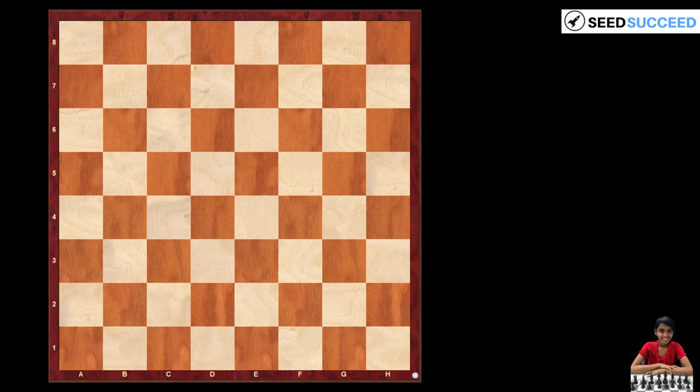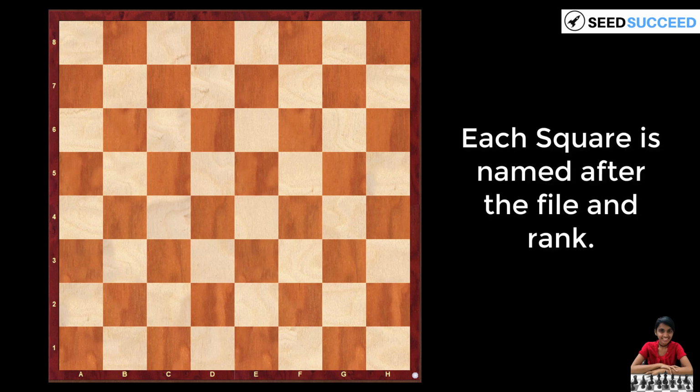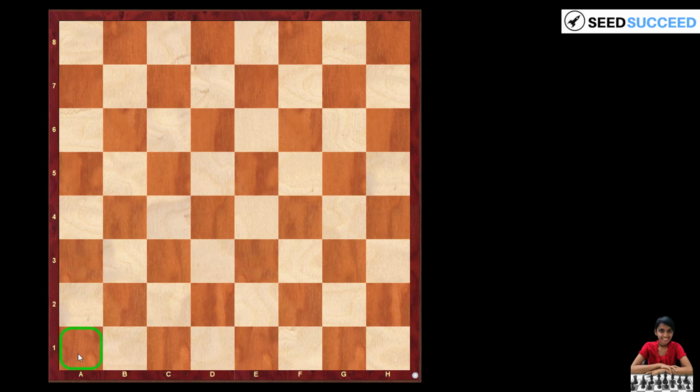So now that we know how to identify the files and the ranks, let's try to name a square. Each square can be named after the file and then the rank. So this square would be A1. So this is an A file and then first rank. When you note it down, you have to use small letter a followed by number 1. So the square is called A1.